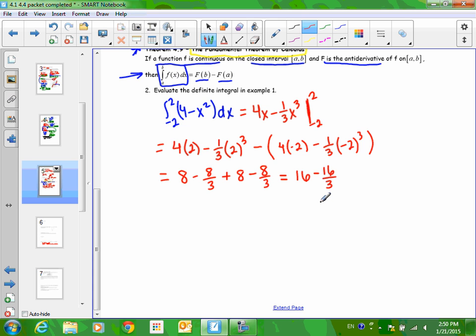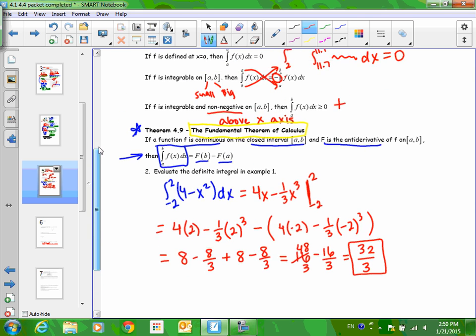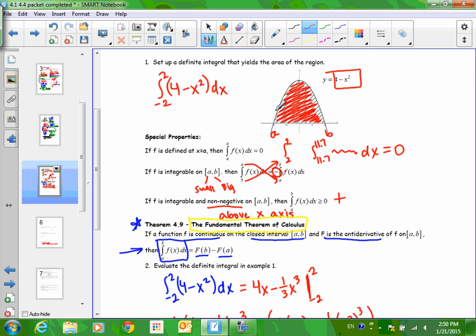So how do you add two numbers if they don't have the same denominator? You got to get a common denominator. So I need to change that 16 into something over 3. So what would 16 be? 48/3. You just do 16 times 3. Some people can do that in their head. Some people have to go off to the side and do the scratch work to figure it out. All right, 48 minus 16, that is 32. And so 32/3 is my final answer. Okay? So 32/3 is the exact answer to this area right here. And notice that that is a positive number. Okay?